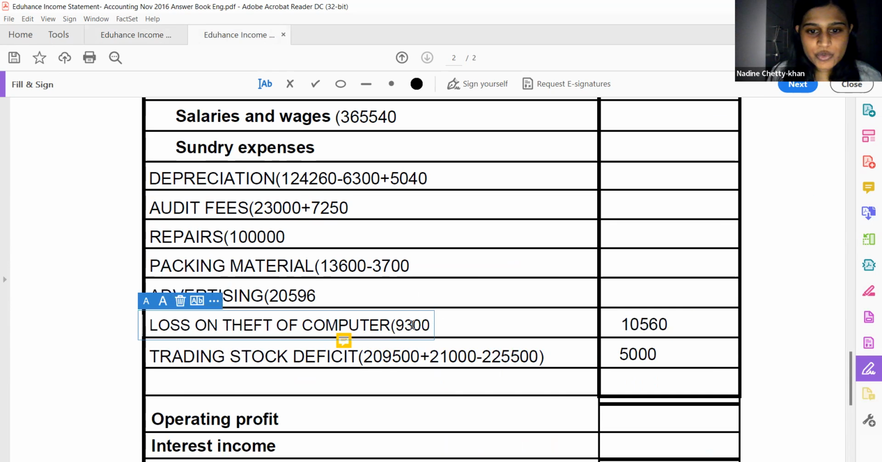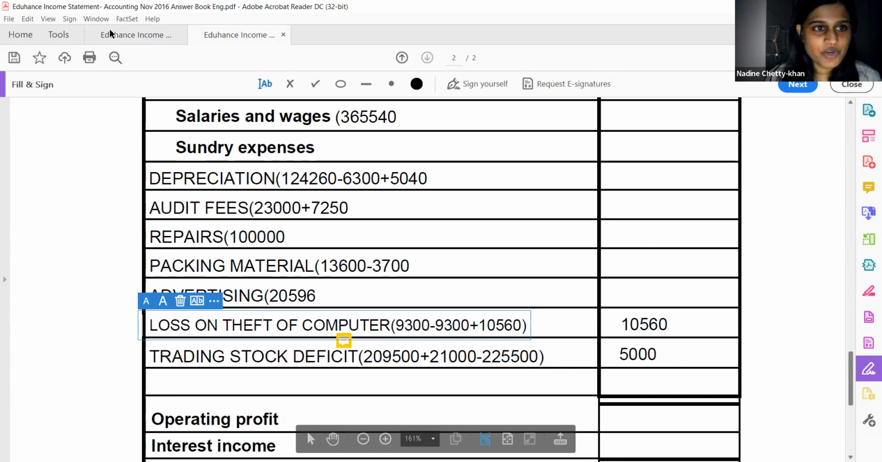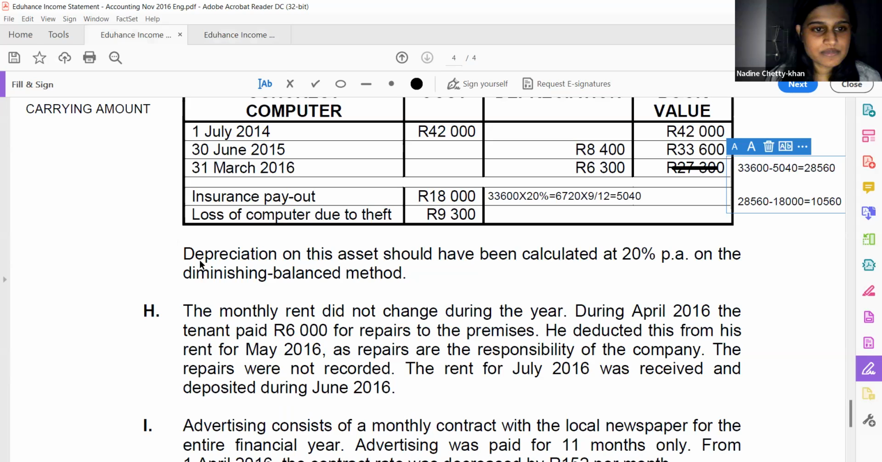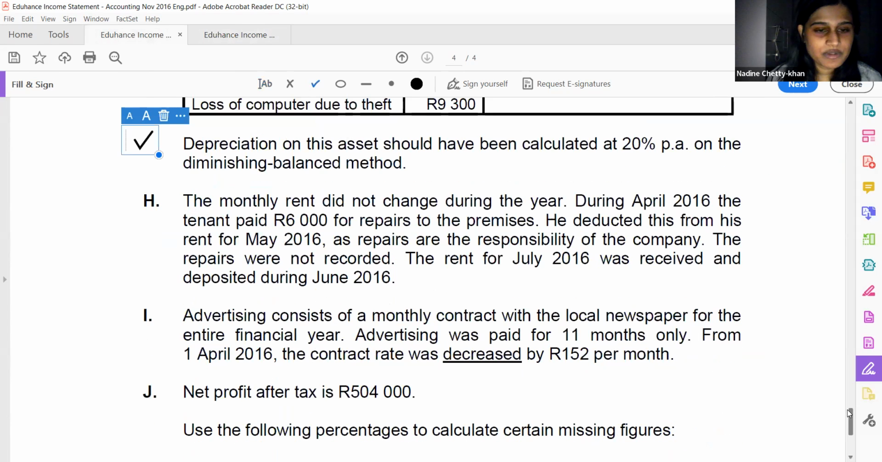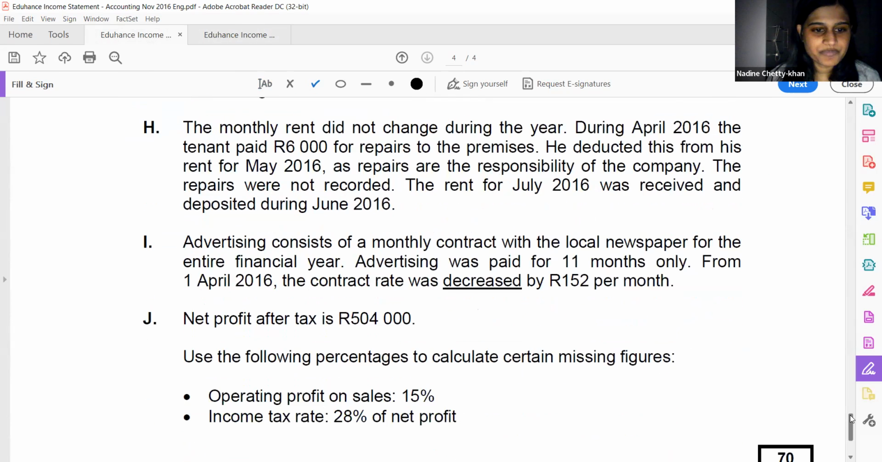So you can do this two ways. You can subtract the 9,300 and add the 10,560, or you can just do the difference between them. Okay. I like to take out what's wrong and put back what's right. Okay. Let's move on. Put a tick here. I think we've got about 2 to 3 more. Well, the third one's not really, but okay.